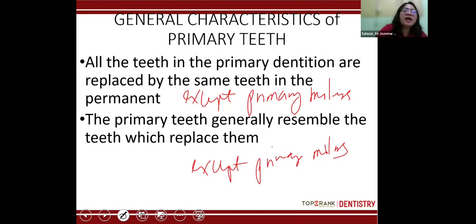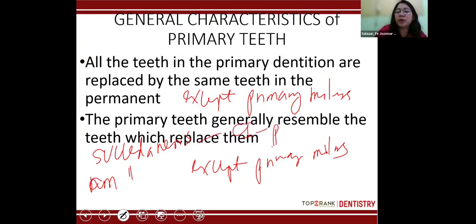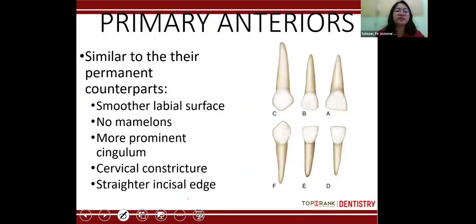Okay, so there are two types of permanent teeth. You have your succedaneous, they replace your primary, and your non-succedaneous. Succedaneous are from central incisors to premolars. Non-succedaneous are your molars. Okay, so those are your primary teeth characteristics.